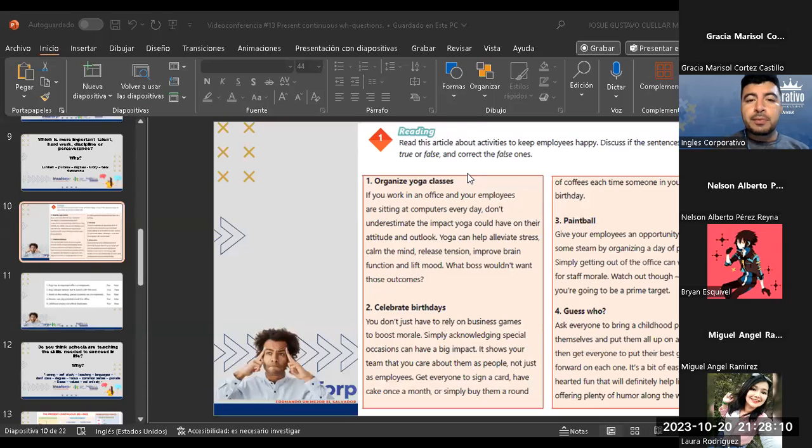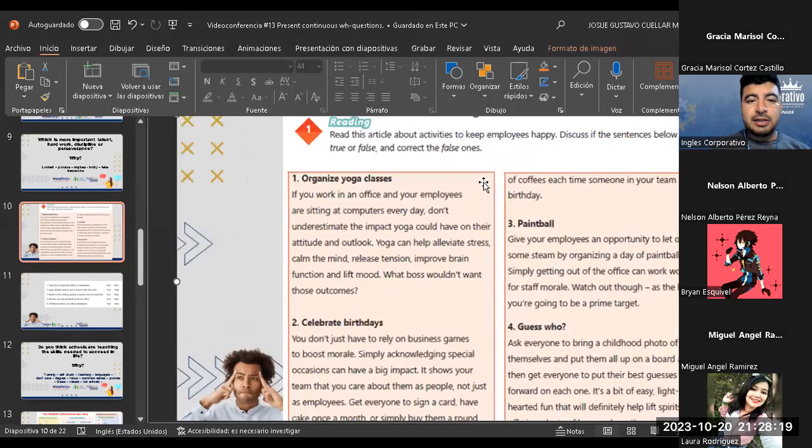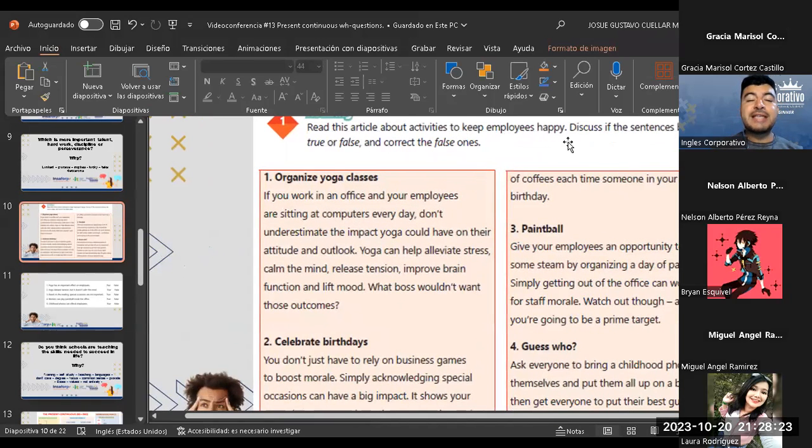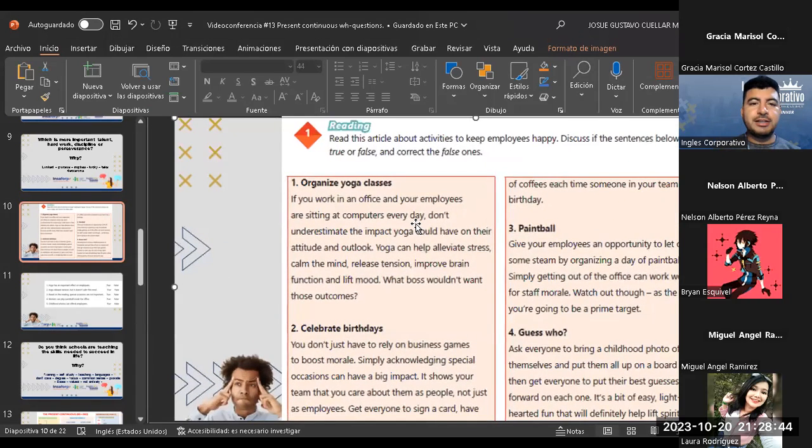Okay, we're going to go on with this reading. No, casi no tenemos ejercicios de reading, but here we have one. And this is an article. Este es un artículo. And it is like this. Read this article about activities to keep employees happy. Son artículos de cómo mantener a los empleados felices. Discuss if the sentences below are true or false and correct the false ones. Okay, here we have four ideas of different activities that can help companies to have happy employees. Vamos a ver si son funcionales o no.